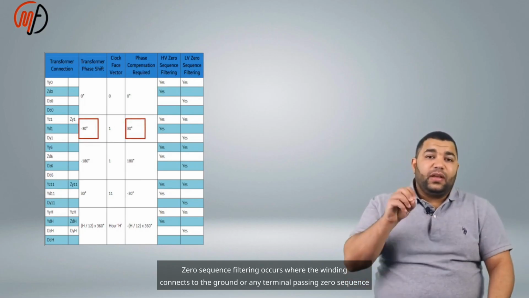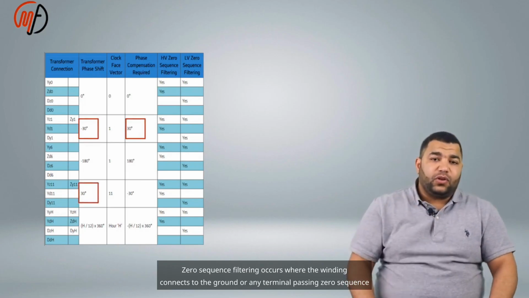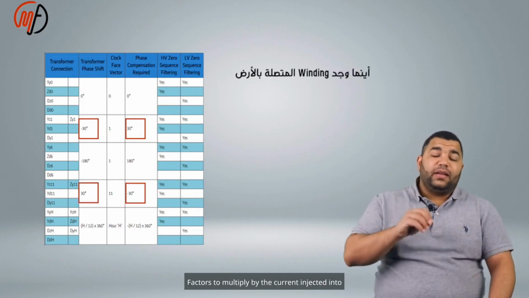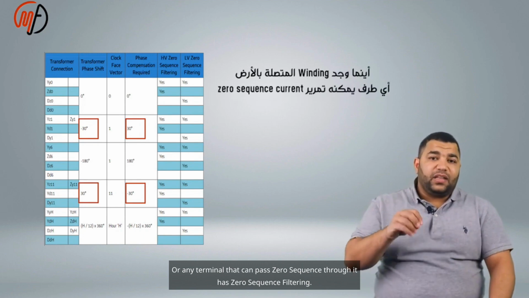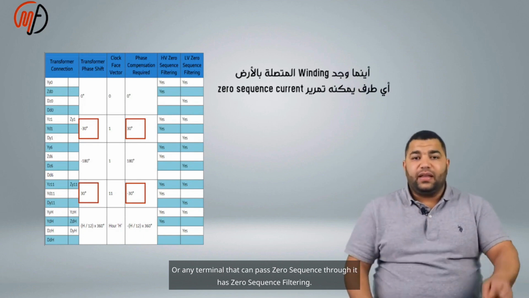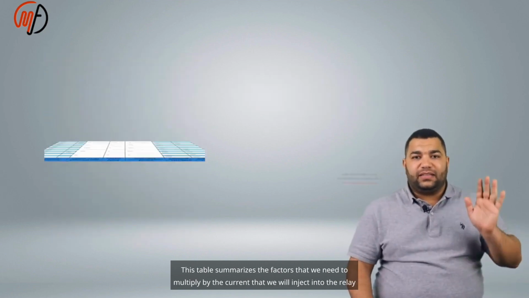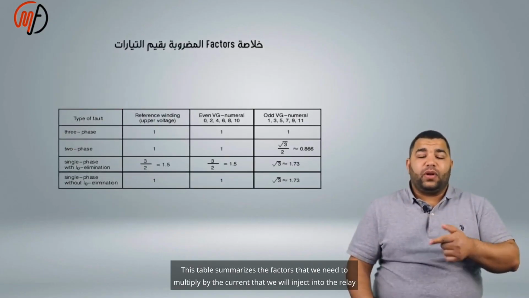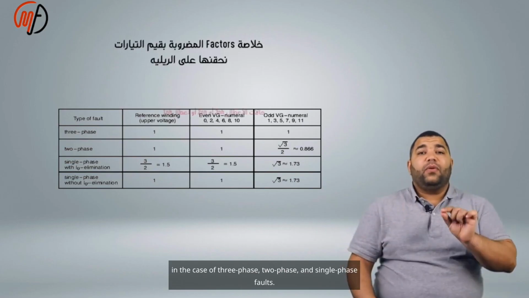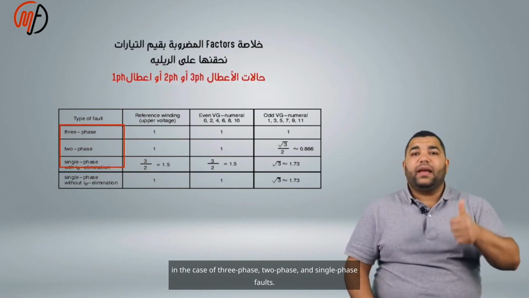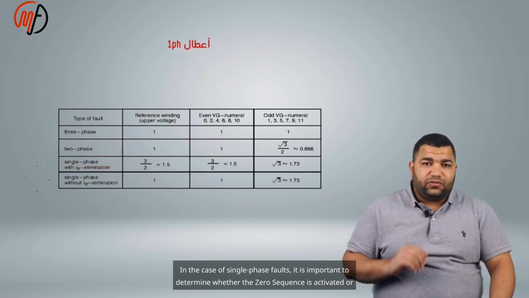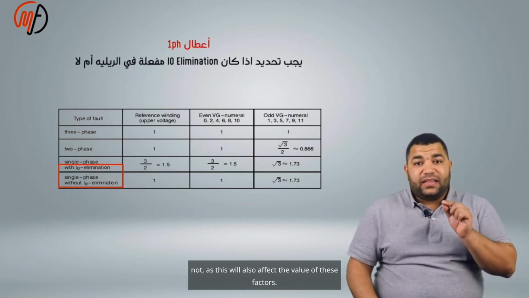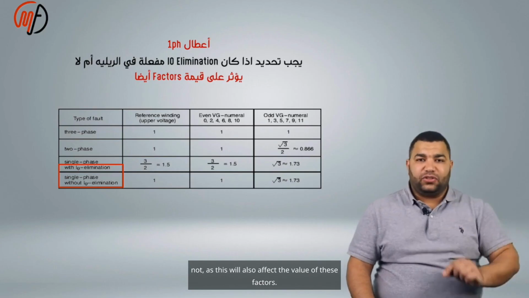Zero sequence filtering occurs where the winding connects to the ground, or any terminal that can pass zero sequence through it has zero sequence filtering. This table summarizes the factors that we need to multiply by the current that we will inject into the relay in the case of 3-phase, 2-phase, and single-phase faults. In the case of single-phase faults, it is important to determine whether the zero sequence is activated or not, as this will also affect the value of these factors.